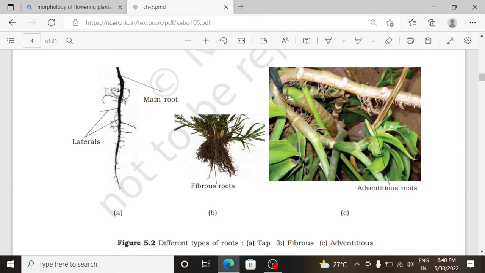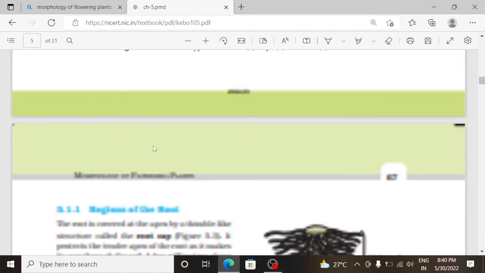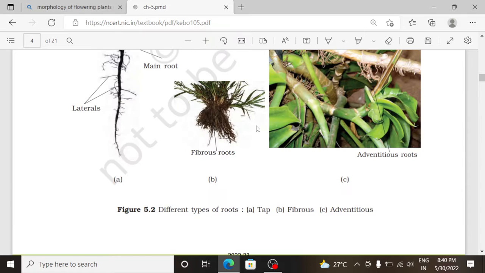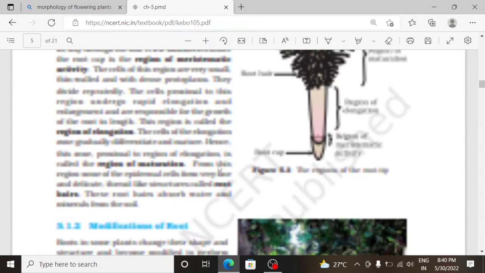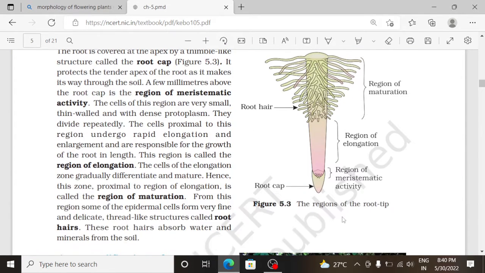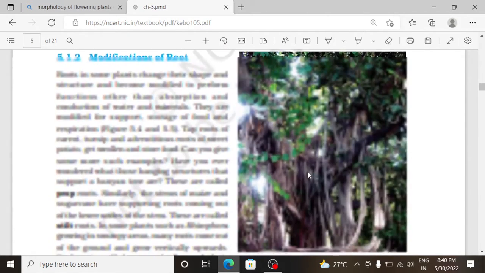First is the tap root with the laterals and main root. And the fibrous roots have only fibrous roots. So now let's see the regions of the root tip. It has root hair. It has root cap. This is the region of maturation, this is the region of elongation, this is the region of meristematic activity.